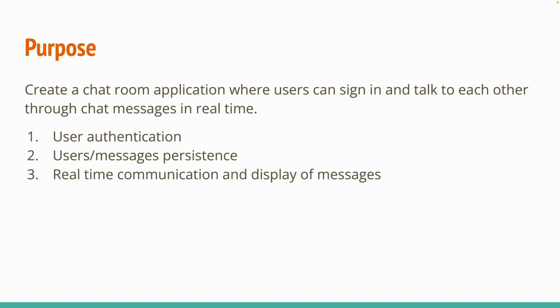And here are three requirements we want to implement in this app. First, we want to authenticate users, meaning register a new account and log in existing users. Second, we want to save users and the messages in our database so that we can retrieve them at any time. And third, we want to enable real-time communication, so that when a user types a message, this message will display on other people's screens right away.